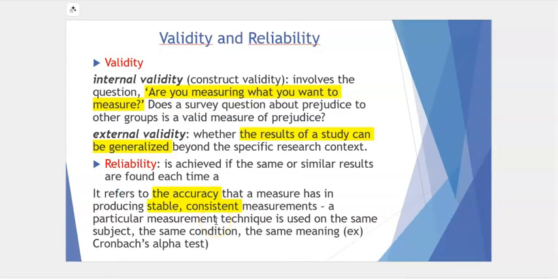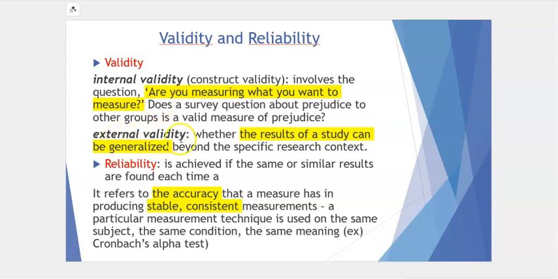Finally, validity and reliability. This is a kind of concept people can get confused very easily. About validity, you will think: are you measuring what you want to measure? If we want to measure depression, but your question is not related to depression, then the internal validity is violated. So you should think about that.